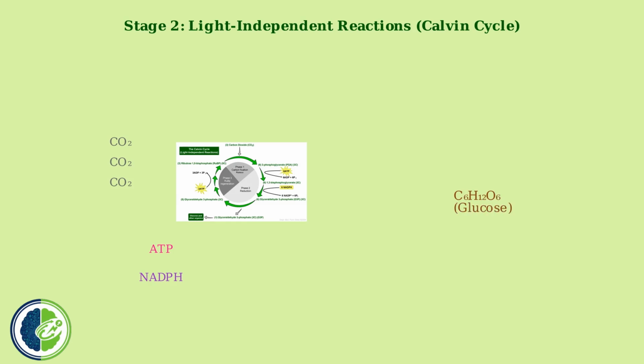This process uses the ATP and NADPH produced in stage 1 to convert carbon dioxide from the atmosphere into glucose through a process called carbon fixation. The Calvin cycle is a series of enzyme-controlled reactions that occur in 3 main phases: carbon fixation, reduction, and regeneration. This cyclical process continuously converts carbon dioxide into organic molecules.